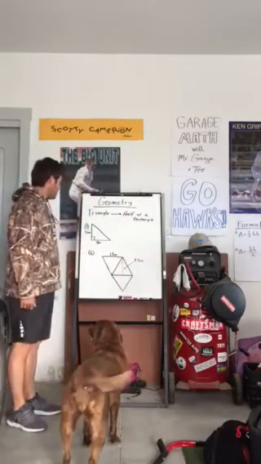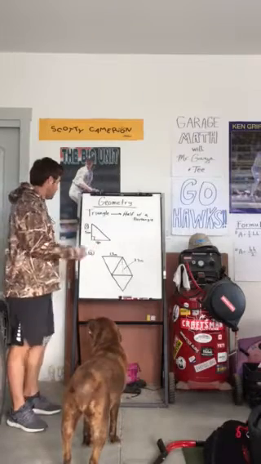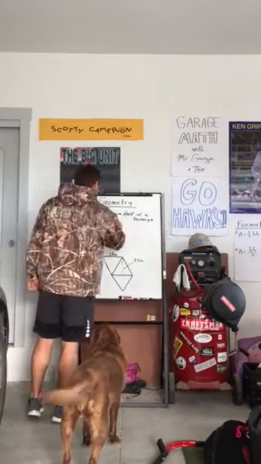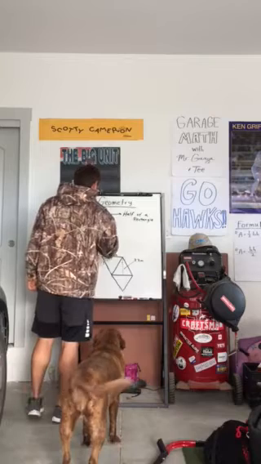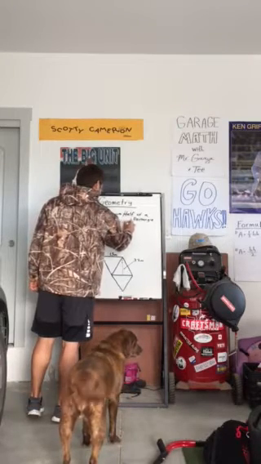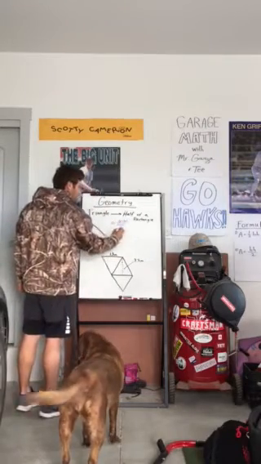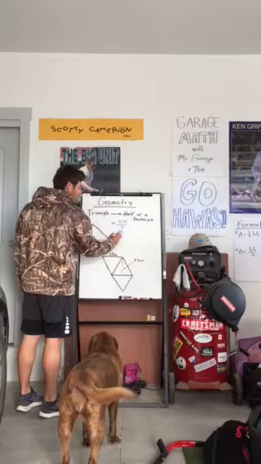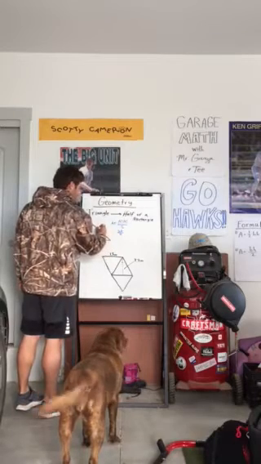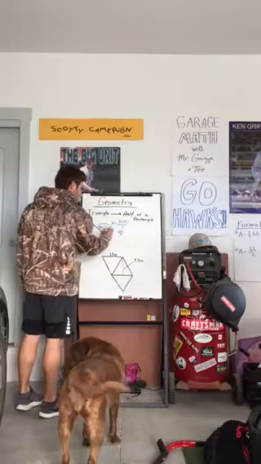We'll go ahead and solve here. Question number 1. Base is 4, so the area equals 4 times 5 divided by 2. So 4 times 5 is 20. 20 over 2 is going to equal 10, so our area would be 10 inches squared.